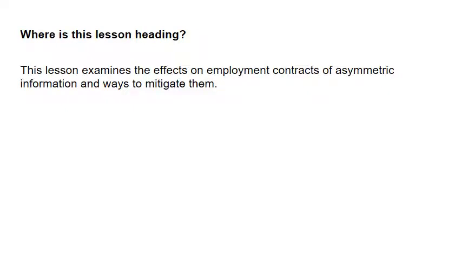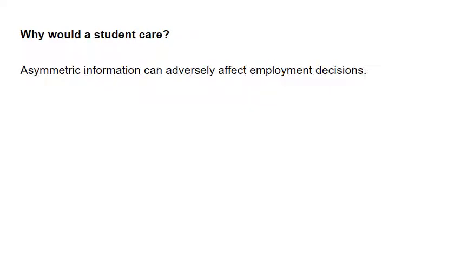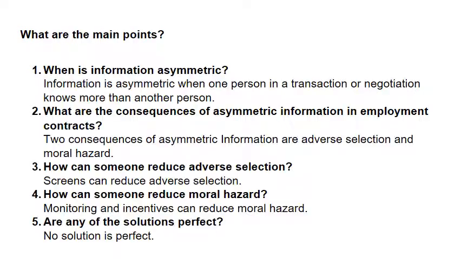This lesson examines the effects on employment contracts of asymmetric information and talks about ways to mitigate those effects. You might care because asymmetric information can adversely affect employment contracts. Most of the problems we've been discussing earlier about the difficulty of aligning interests stem from asymmetric information.